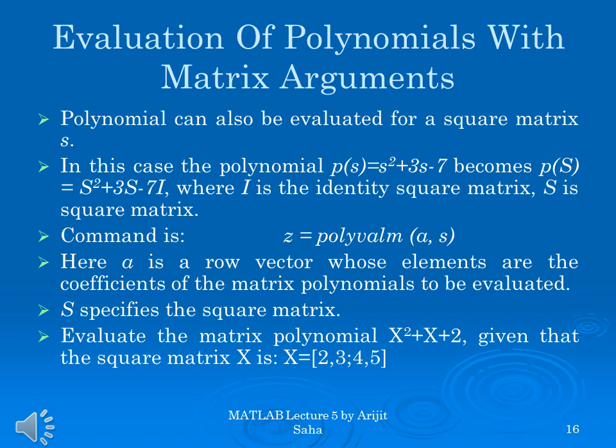How can we evaluate a polynomial with matrix arguments? A polynomial can also be evaluated for a square matrix S. In this case, the polynomial P(s) equal to s square plus 3s minus 7 becomes P(S) equal to S square plus 3S minus 7I, where I is the identity square matrix, S is the square matrix, and the command is polyvalm(a, s). Here a is the row vector whose elements are the coefficients of the matrix polynomial to be evaluated. S specifies the square matrix.